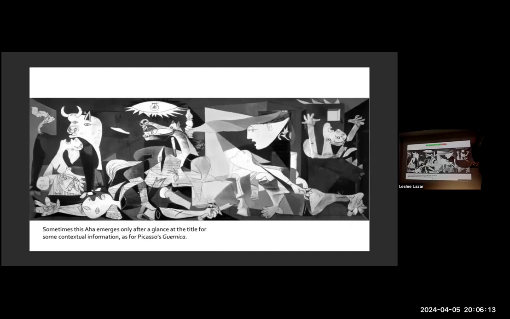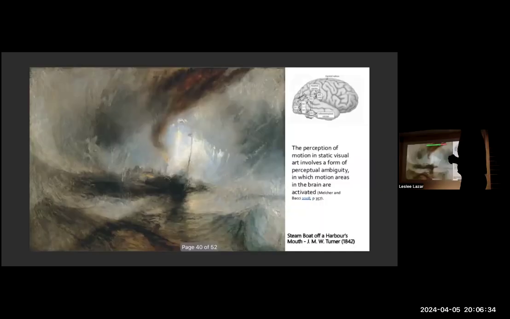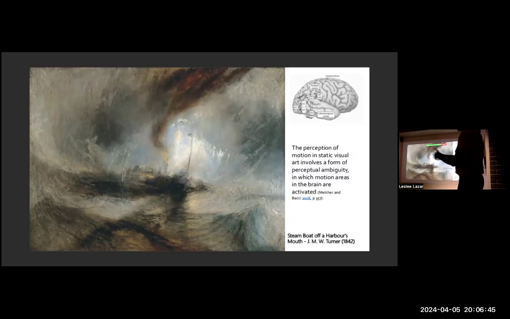So sometimes this prior has to be given as a contextual image. So this is the famous Guernica anti-war painting, but unless you know what it's about, it really is hard to understand. So the priors and the aha will emerge only after a glance at the title for some contextual information. So sometimes the images have very less information. So this is supposed to be a steamboat off a harbor's mouth. It's very hard to find out what the image is, but there's a sense of movement, right?